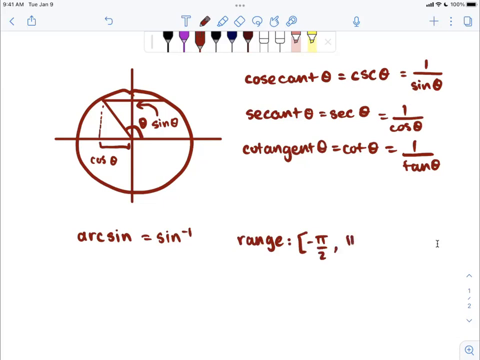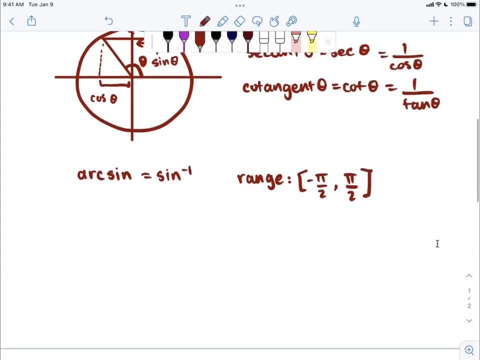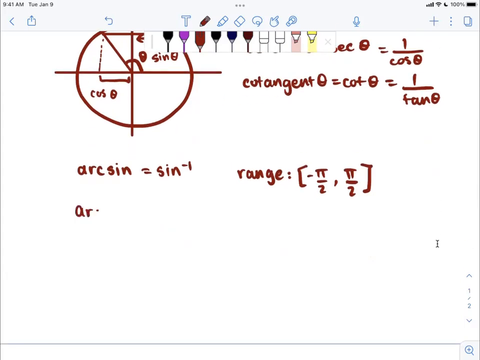This is just by convention. You could have chosen something else, but the arc sine, if you put this into a calculator, will always give you the value between -π/2 and π/2. For arc cosine, the inverse function of cosine, the range is actually different. This is going to be between 0 and pi.